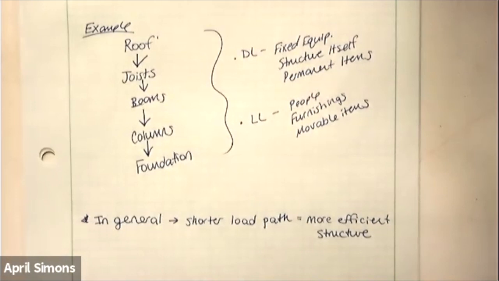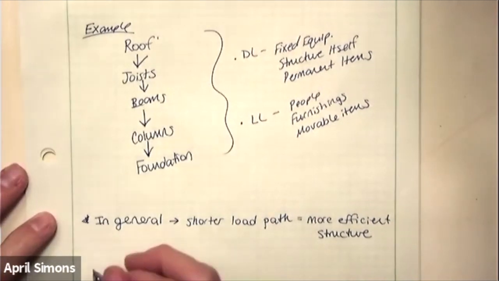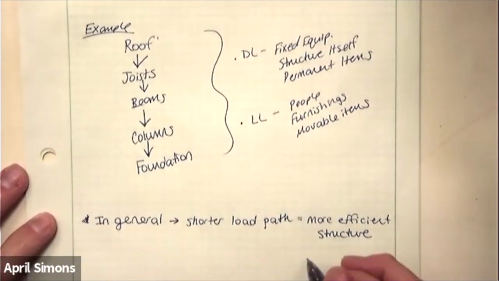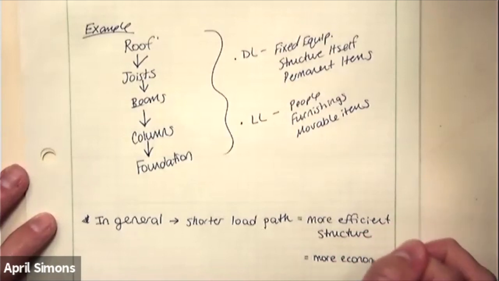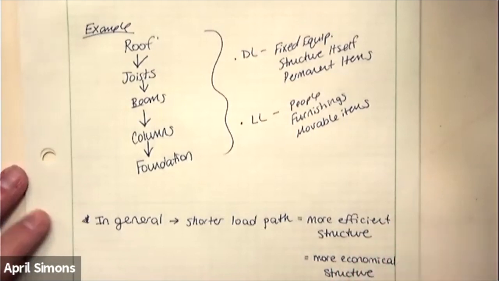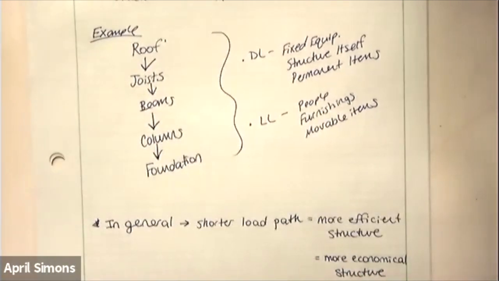What we mean here by a more efficient structure is that the shorter the load path is, the fewer structural elements are involved. And the fewer structural elements that we have means a more economical structure. So the shorter the load path means fewer structural elements, which means that our structure is more economical.